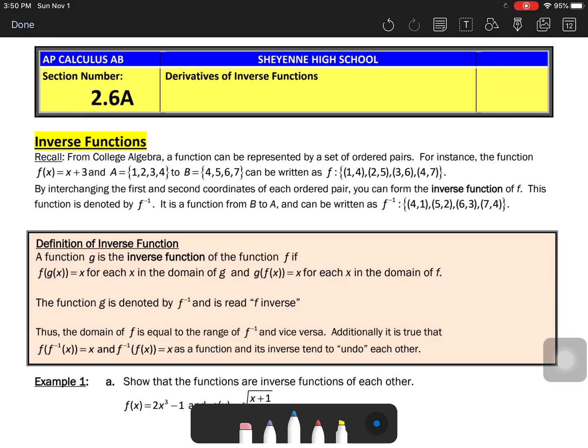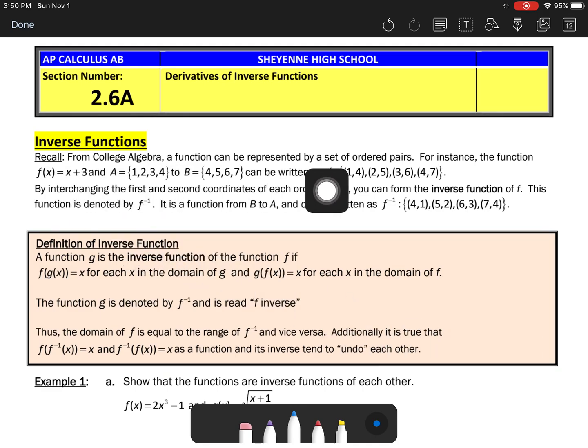Hey AP Calc class, we are going to start the last section of notes for Unit 3. This is 2.6, and we're going to talk about inverse functions and then move on to finding the derivative of inverse functions. So, a quick review of what inverse functions are.